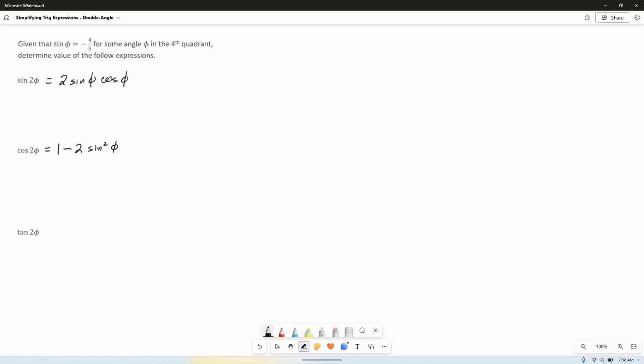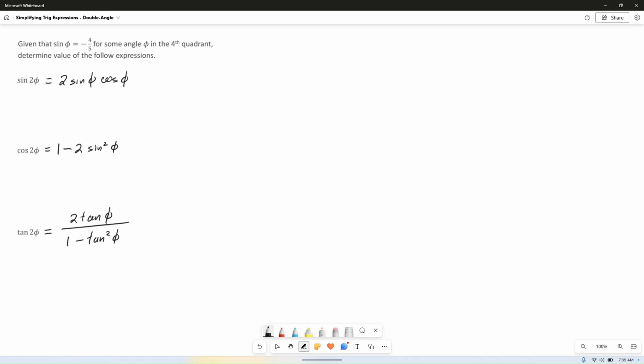For the last one, tangent of 2 phi, we need to compute 2 times the tangent of phi divided by 1 minus the tangent squared of phi. So in order to compute these three values, I need sine, which I already have, I need cosine, and I need tangent. Now, we could do the same thing we did before. We could use the Pythagorean theorem to figure out cosine, and then we know tangent is sine over cosine. So I could totally do that.